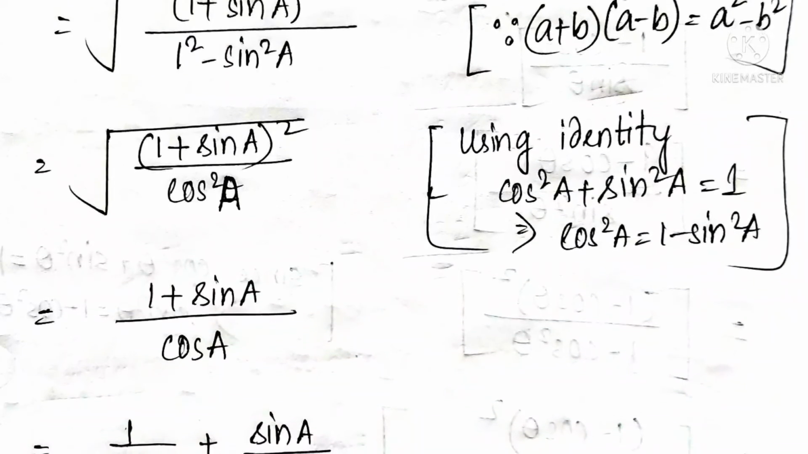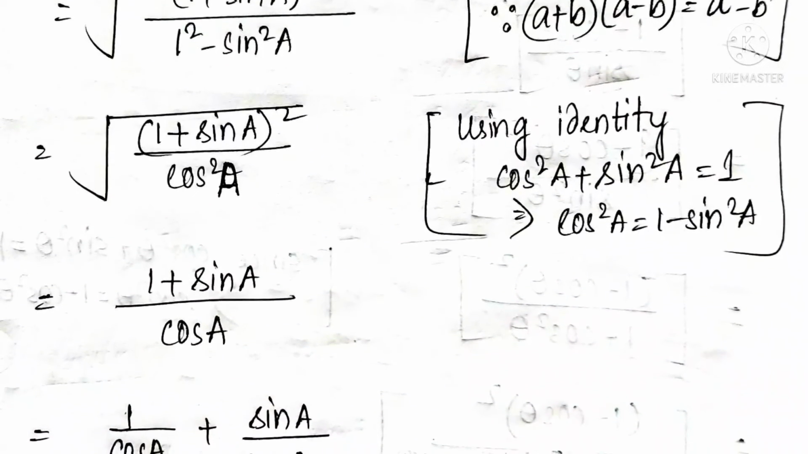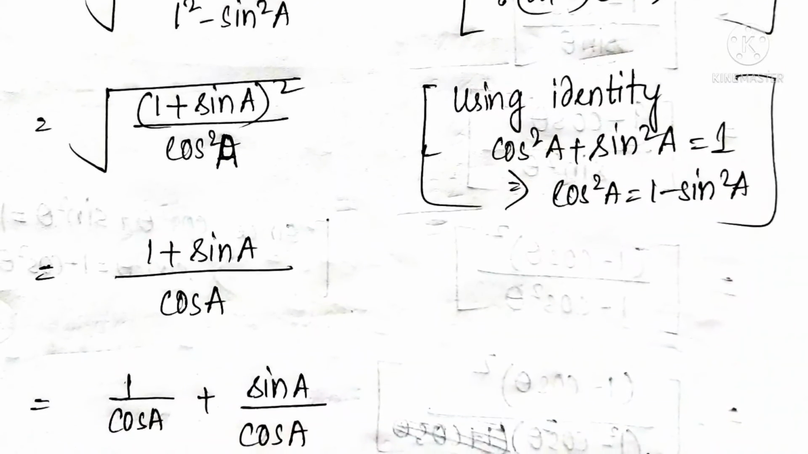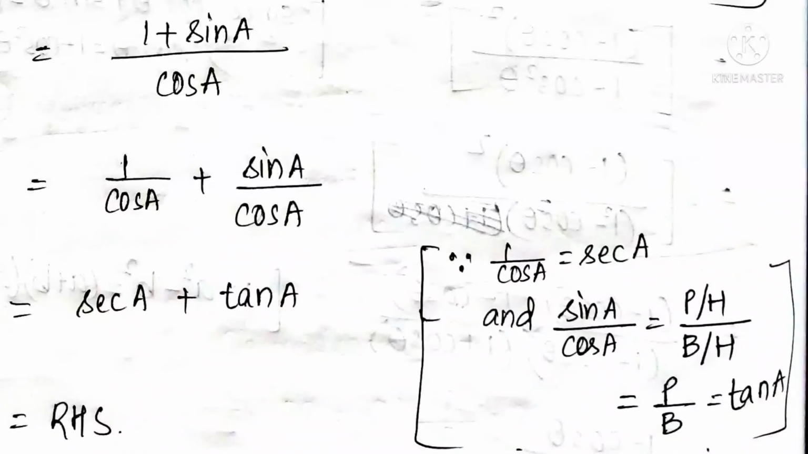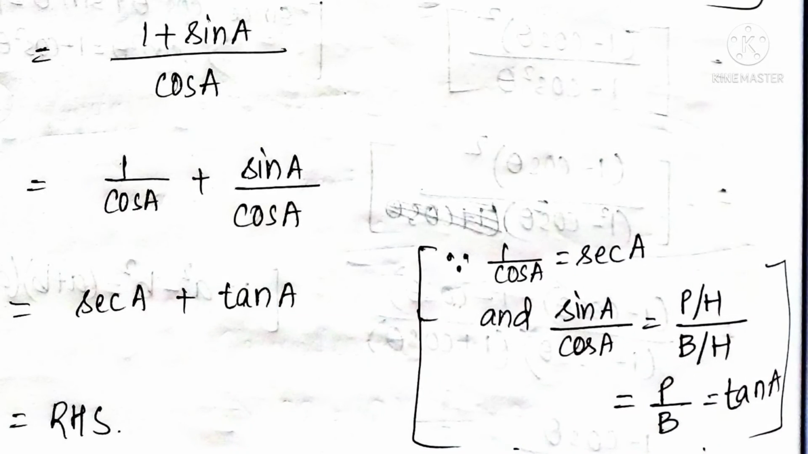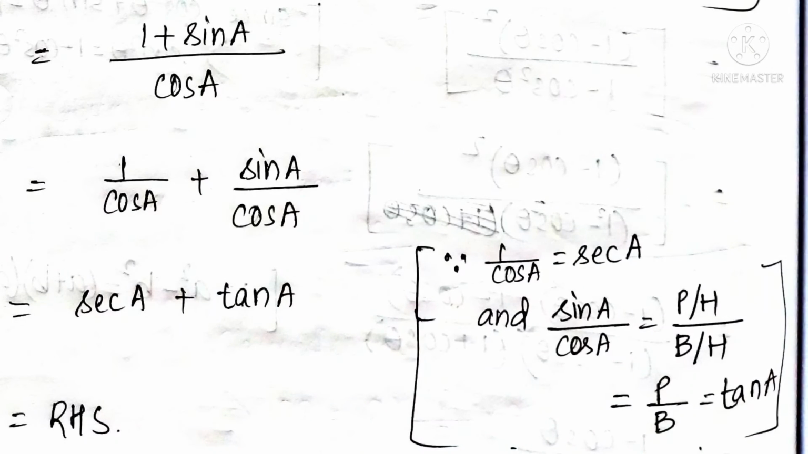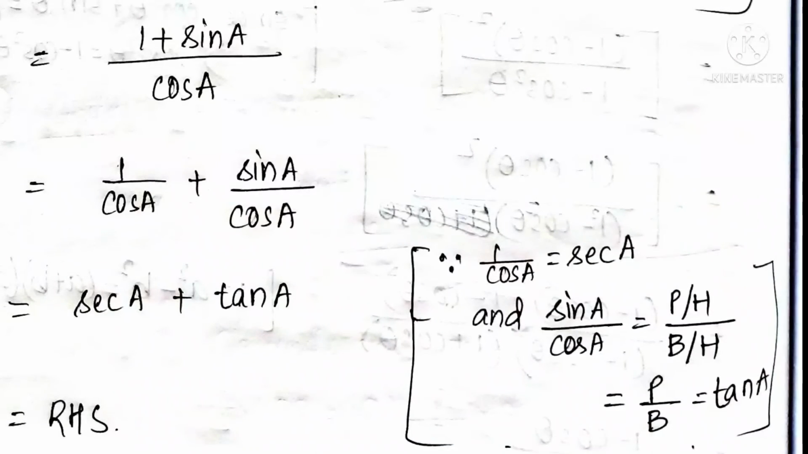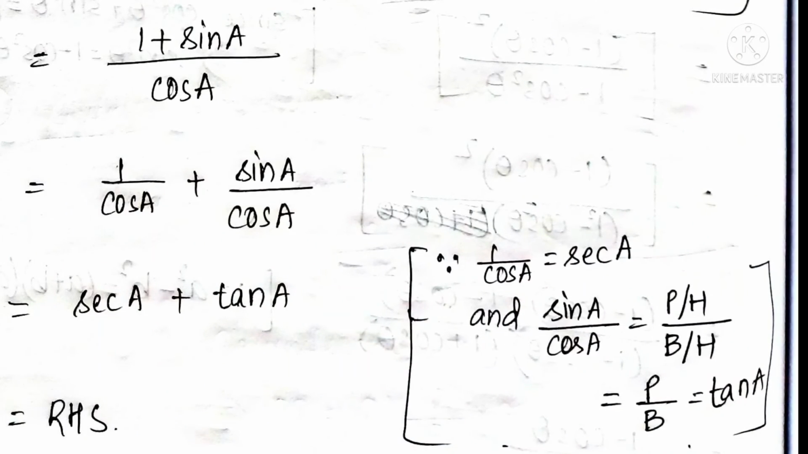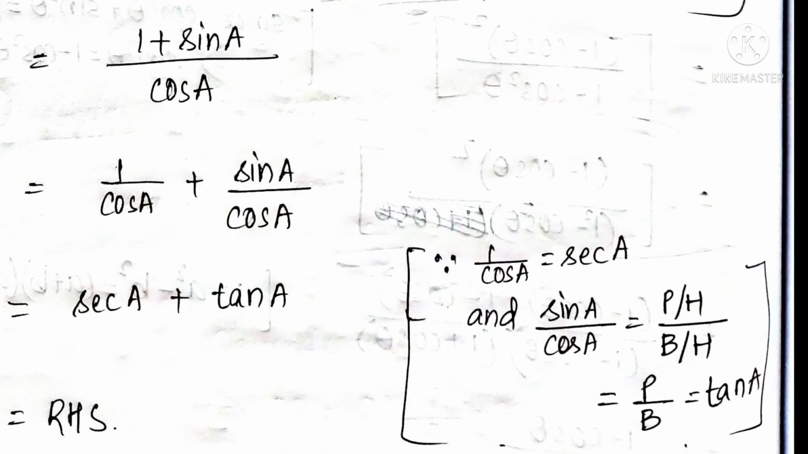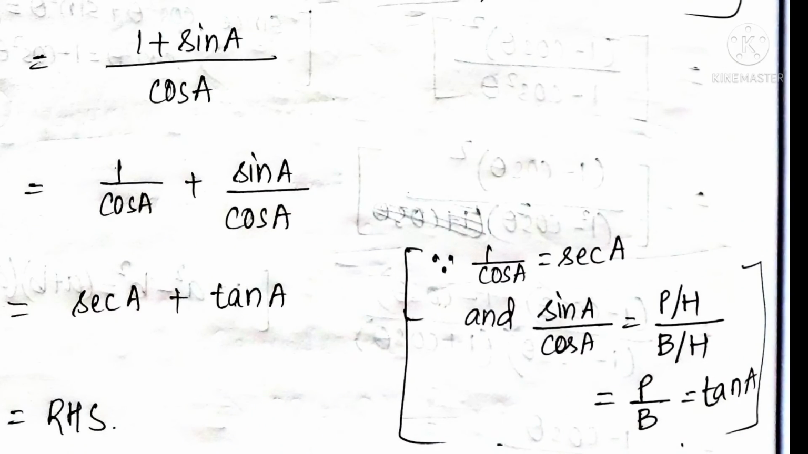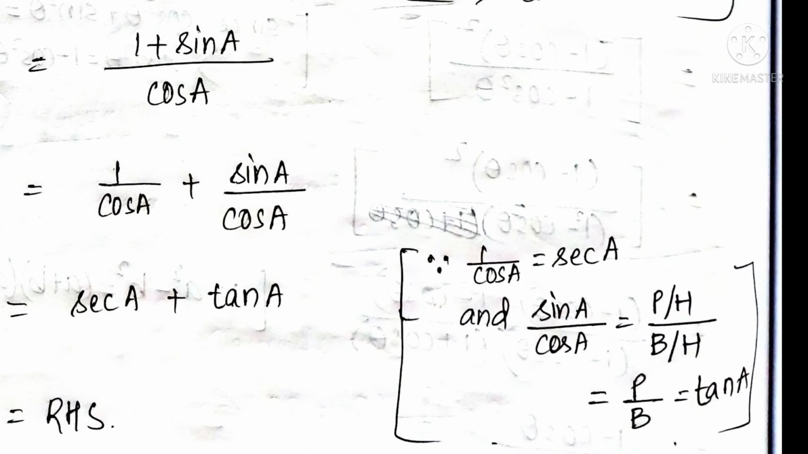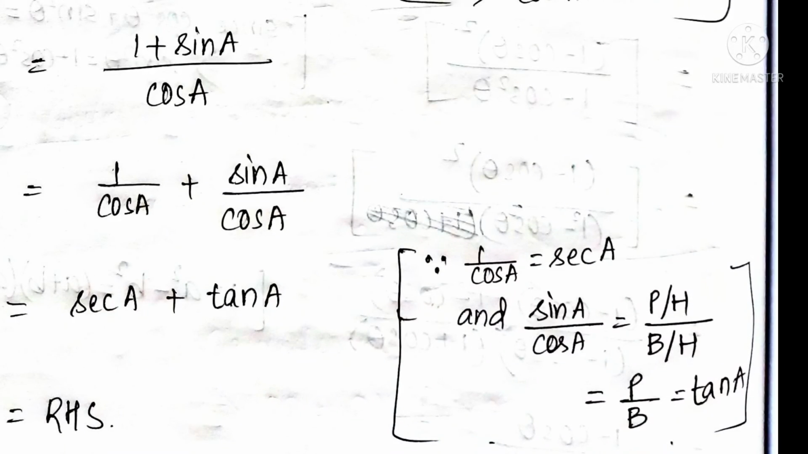So separating the two terms, we will get 1 by cos a plus sin a by cos a. So 1 by cos a is sec a and sin by cos a is equal to tan a. So how are we getting sin by cos is equal to tan? You can see sin is equal to p by h and cos a is equal to b by h. So after cancelling the hypotenuse from numerator and denominator, we will get finally p by b, that will be equal to tan a. So by this way we are getting the right hand side.